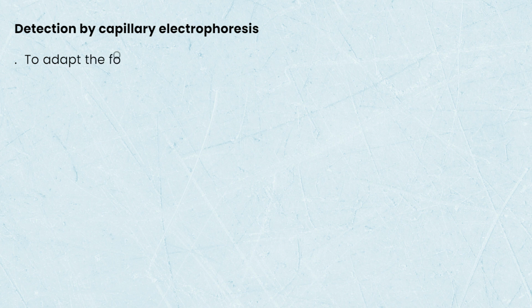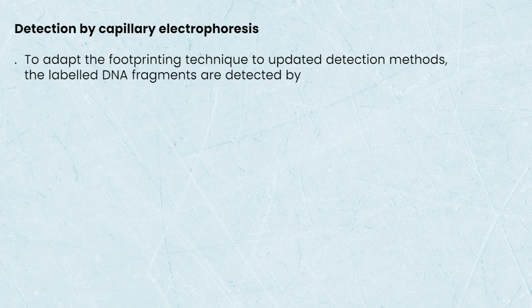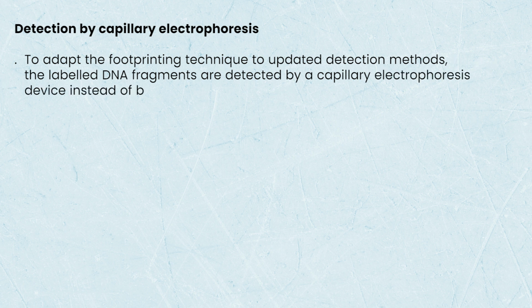Detection by capillary electrophoresis. How to detect by capillary electrophoresis? To adapt the footprinting technique to an updated detection method, the labeled DNA fragments are detected by a capillary electrophoresis device instead of being run on a polyacrylamide gel.